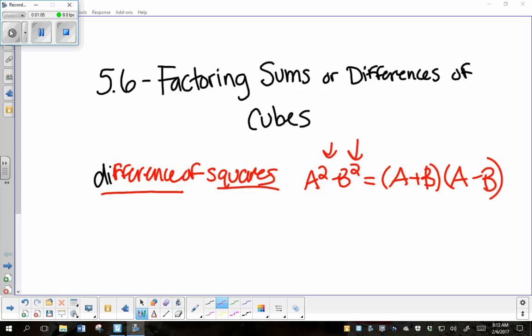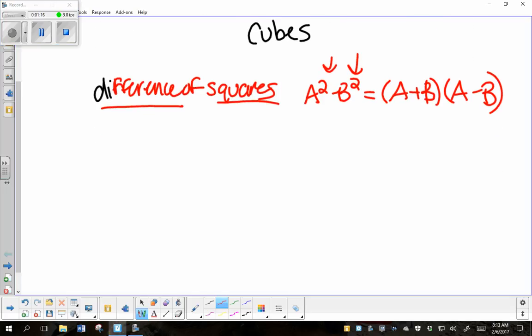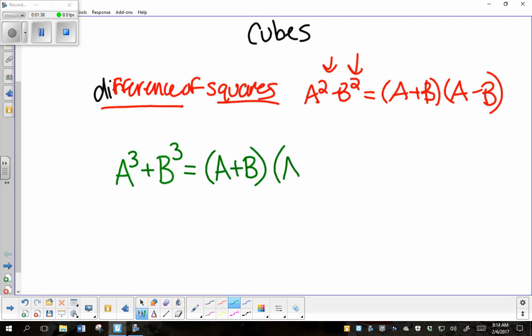Now when we do cubes, we're going to be able to factor it whether it's a sum or a difference. So if it's a cubed minus b cubed or a cubed plus b cubed, we're going to be able to factor it either way. So now I'm about to start writing in green, and you do need to write this down. So what I'm about to write is the general formula for what happens when we do a sum of cubes. So if we have something cubed plus something else cubed, we can always factor that into the first term plus the second term, so a plus b, times a squared minus ab plus b squared.